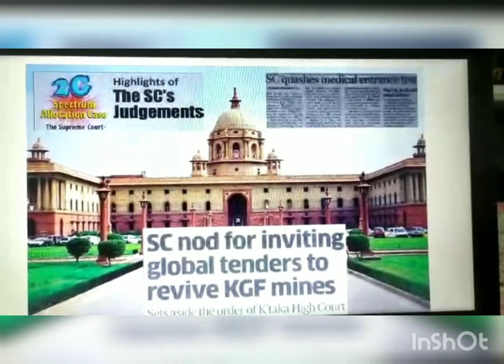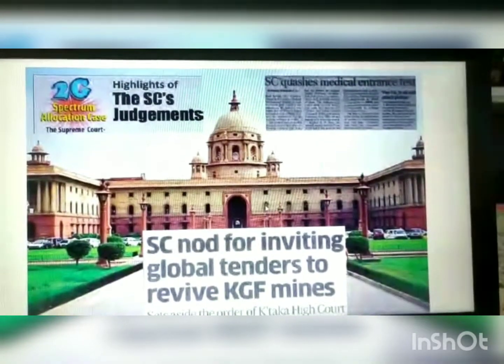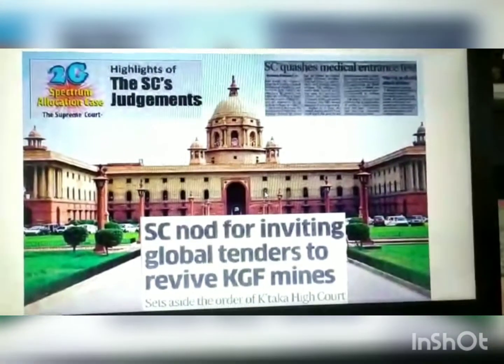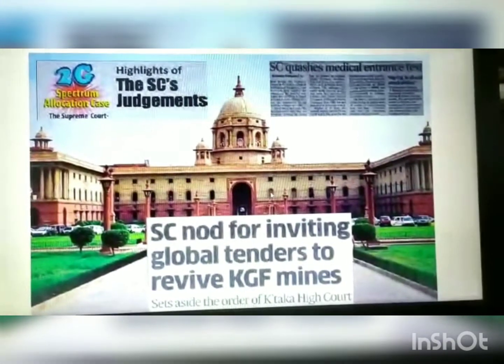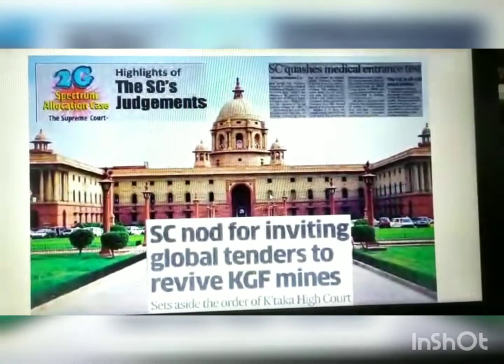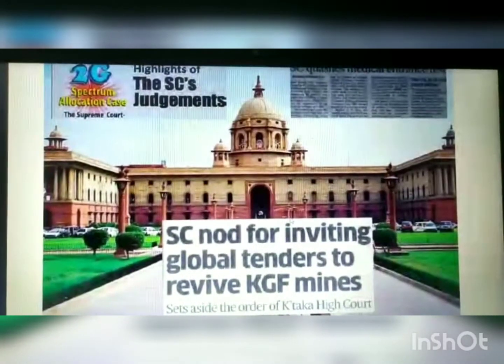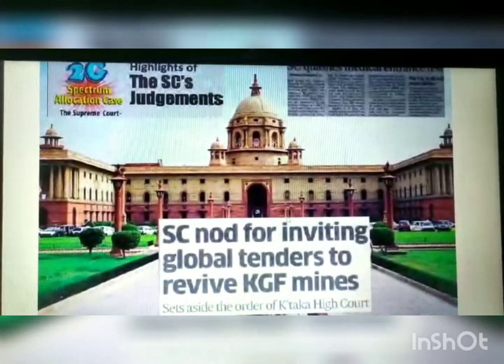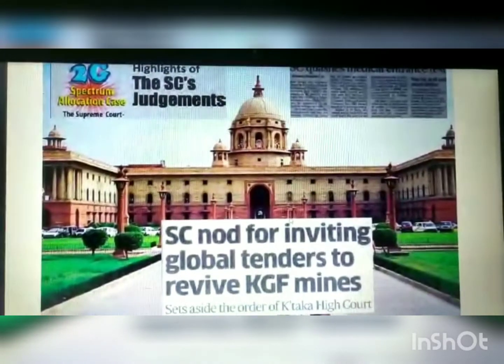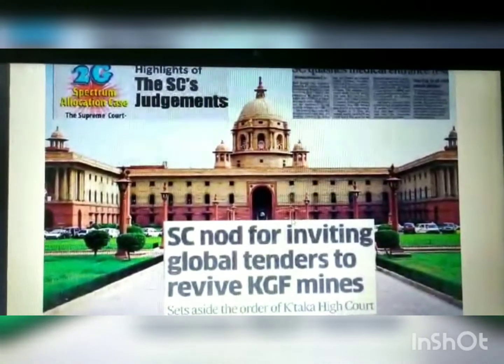SC squashes medical entrance tests. SC not for inviting global tenders to revive KGF mines. Sets aside the order of Karnataka High Court. Our newspapers are always highlighted most of the times by the decisions of the Supreme Court. So here are some of the decisions of the Supreme Court.